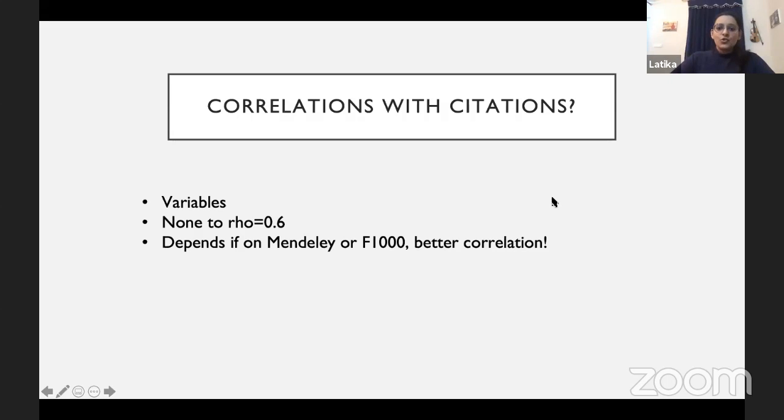Because if you recall the altmetric donut, it samples your article's visibility from various different sources. So it depends where your article is being noticed. If it is on Mendeley, Mendeley is primarily comprised of academicians, even F1000, we will probably talk about it later.